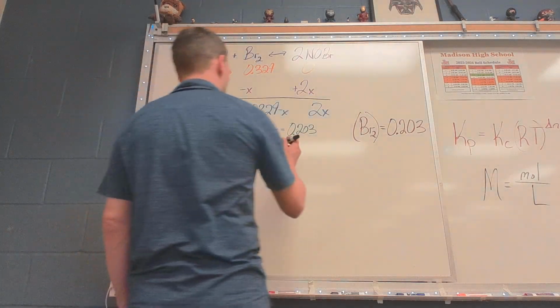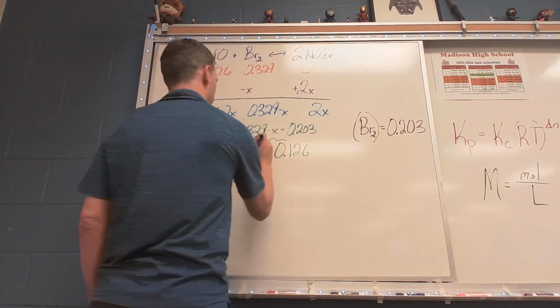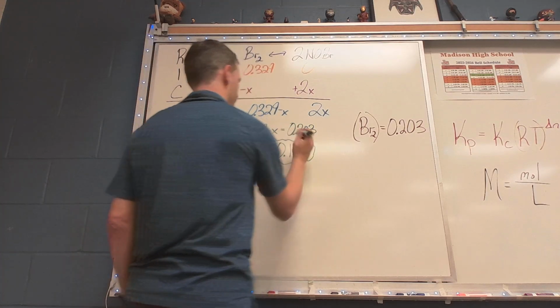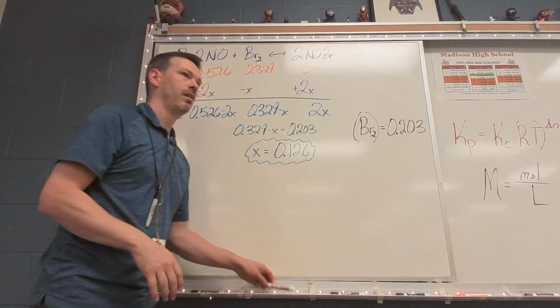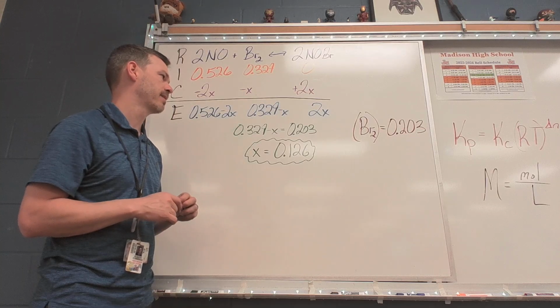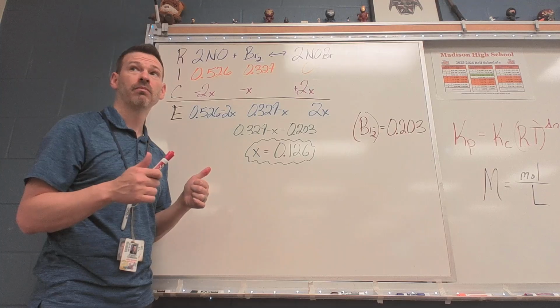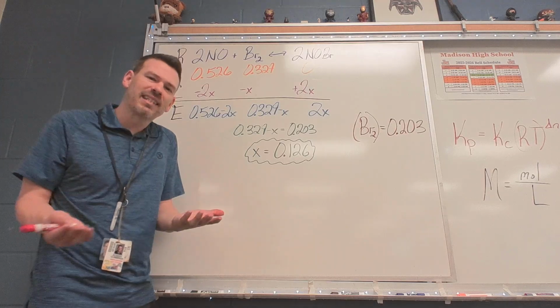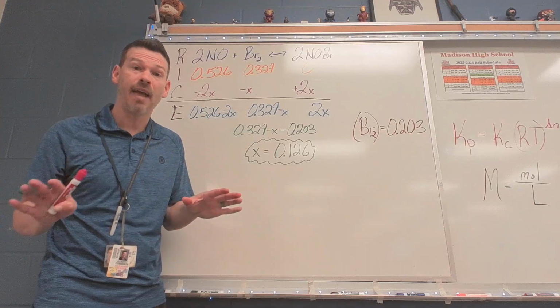You should get 0.126. Are we all right? Subtract 0.329 from both sides. It'll become positive because it's negative. We good? Now it's like the last one. Now I know X, and we can just apply it to the other spots and find everything.